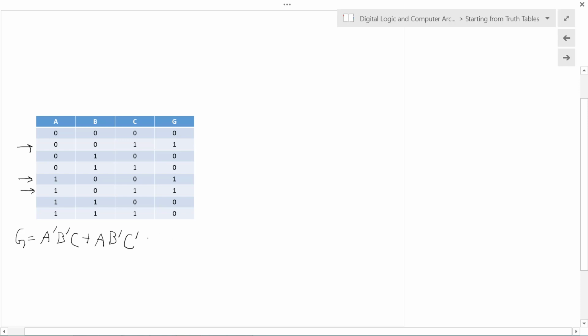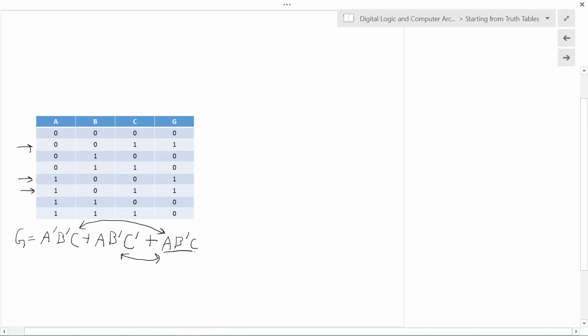For our third term, we OR this. We say A must be equal to 1. Whoops, sorry. A must be equal to 1, so it's not inverted. B must be equal to 0, so the B is inverted. And C must be equal to 1, so C is not inverted. Notice that we can factor out between here and here an A B prime term. Between here and here, we have the B prime C term.